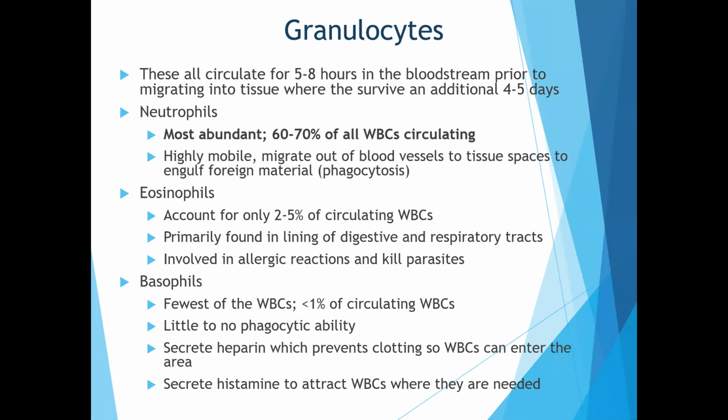So when they're in circulation, they're doing their job as an immune system cell. And when they're in the tissues, they're serving that same function. Okay, so neutrophils are the most abundant by far. That's 60 to 70% of all the white blood cells in circulation. So they're super mobile, and they kind of pop in and out of the blood vessels to spaces to engulf our foreign material or stuff that should not be there. So remember that's known as phagocytosis, when a cell kind of eats another cell or debris.